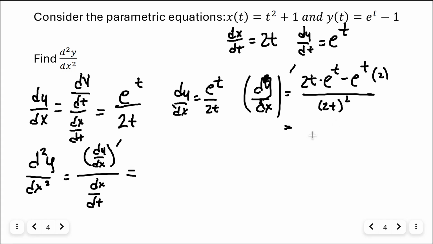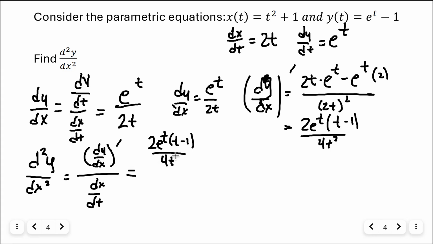So I can clean this up a little bit, right? There's a bunch of things I can do. I can factor out 2e to the t if I want. It would give me 2e to the t times (t minus 1) over 4t squared. That's the derivative of dy/dx with respect to t.